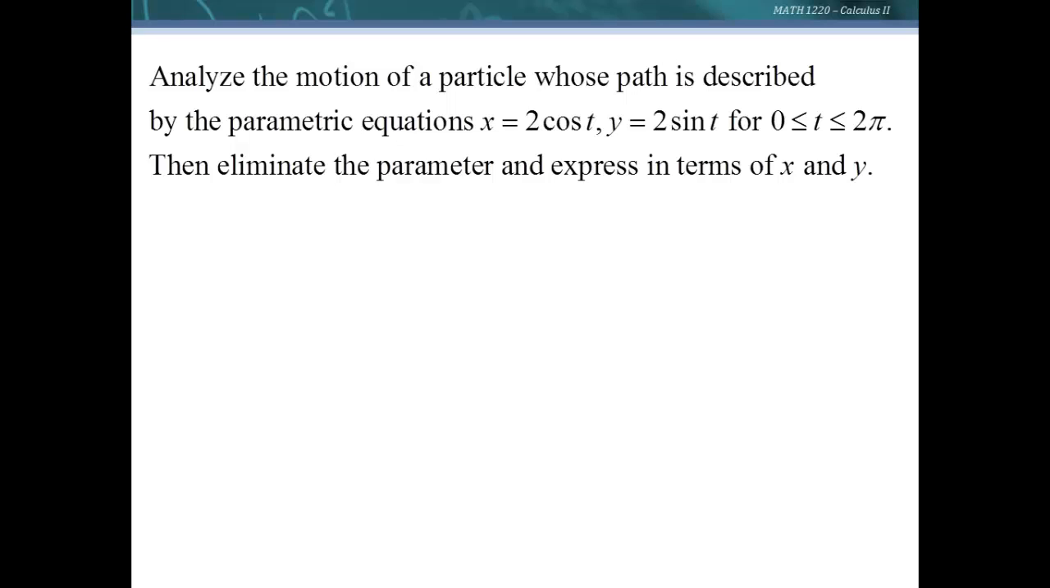Now let's analyze the motion of a particle whose path is described by the parametric equations x equal 2 cosine t, y equal 2 sine t, as t goes between 0 and 2 pi. And actually before we do that, let's go ahead and watch a couple of these in action so we can see why they look like they do.